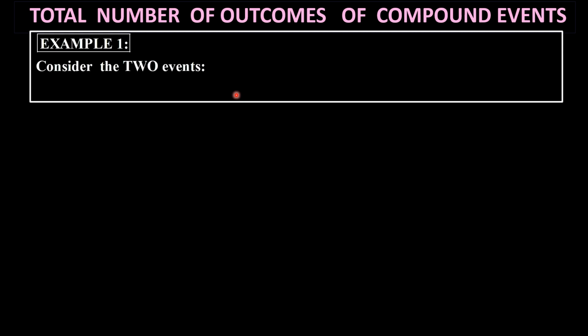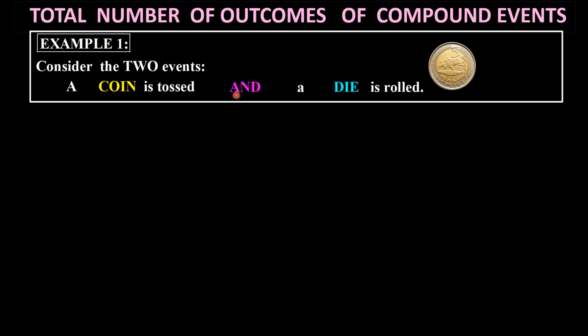Let's consider two events. The first event, a coin is tossed. That means it can be heads or tails. And then we have a die that is rolled. But it's important here that both the coin and the die need to be fair. In other words, it needs to be an unbiased coin and an unbiased die.